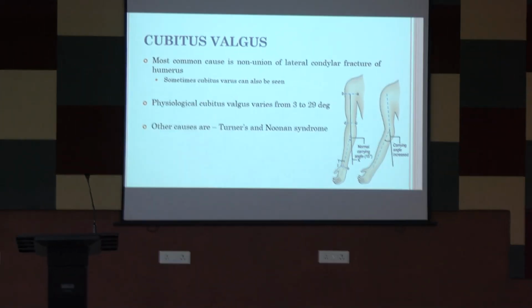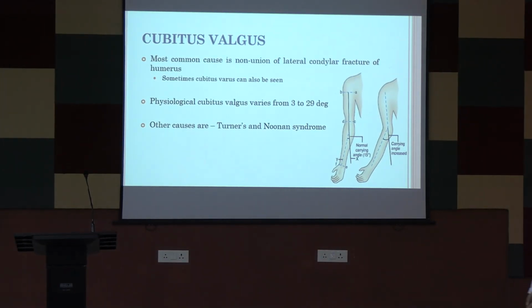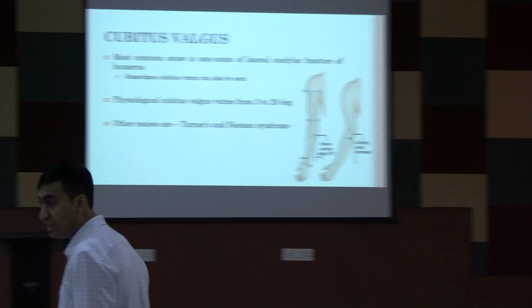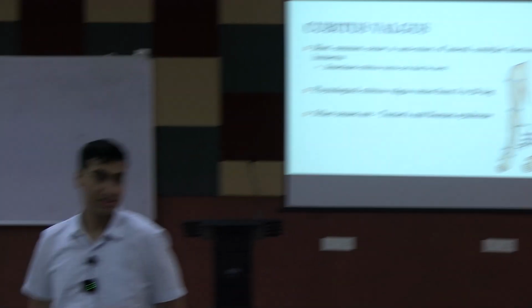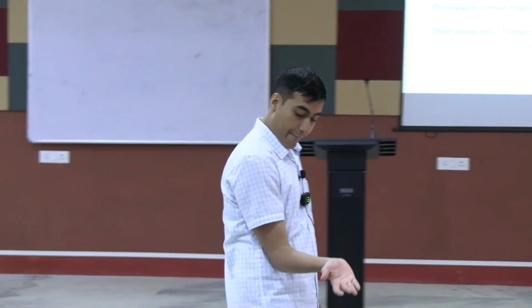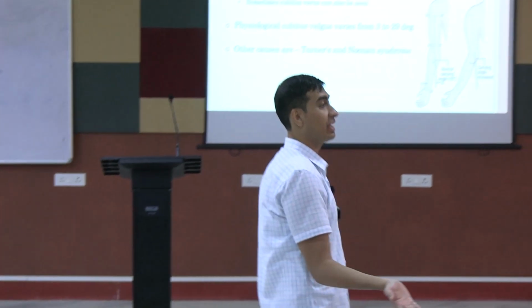So that completes Cubitus Varus. Now we come to a more important topic, that is Cubitus Valgus. So where do you find a Cubitus Valgus? Cubitus Valgus is just the opposite, meaning extra. So when do you find this becoming extra?